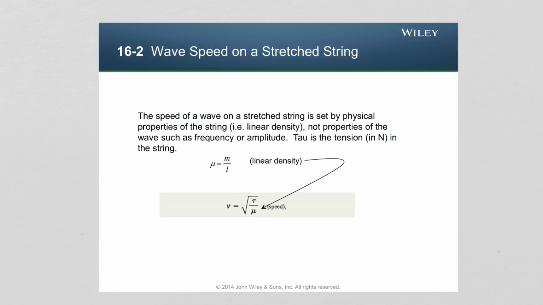So what factors determine or affect the wave speed of a wave in a medium? Well, first, the mass of the string per unit length is important. And this is known as the linear density of the medium or string. Another term for linear density is linear mass density.